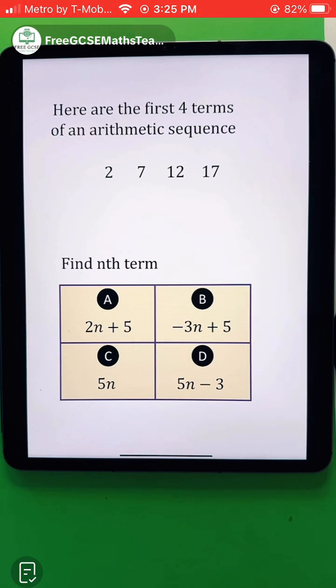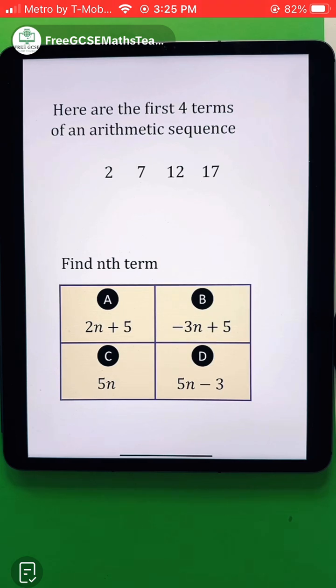So for this one, Miss Samira has gone for D. Thank you very much for sharing. Other people are going for D. So here we're told these are the first four terms of an arithmetic sequence. We've got 2, 7, 12, and 17. And we're asked to find the nth term. Coral has gone for D also. People are saying it's D. So last couple of seconds, A, B, C, or D. Sophie's saying it's D also. Thank you very much for sharing.